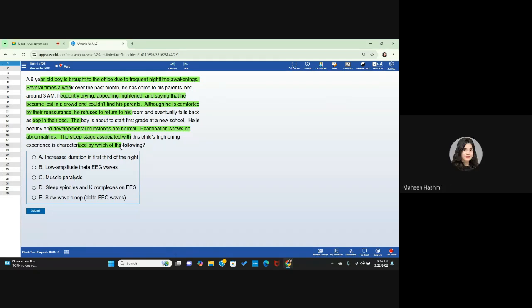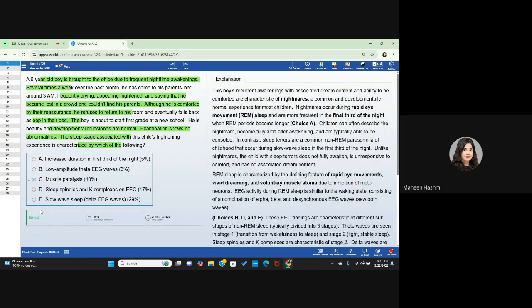C. C? Yes. Anybody else? Yeah, this is C. Why? These are the nightmares, the rapid eye movement sleep. Okay, so we see that this is C.